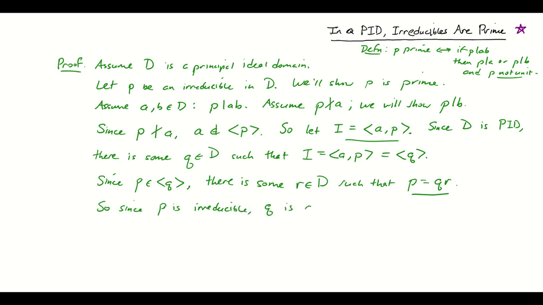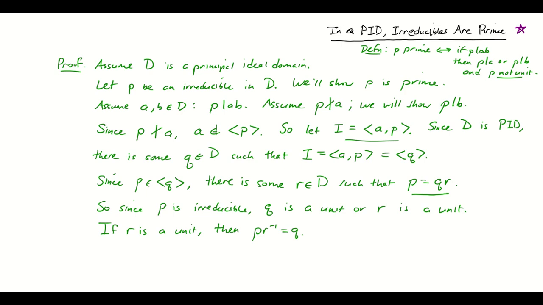Q is a unit, or R is a unit. Let's first address the case in which R is a unit. So if R is a unit, then, well, one thing I can do is I can move that unit over to the other side of the equation. Then I have P R inverse equals Q.